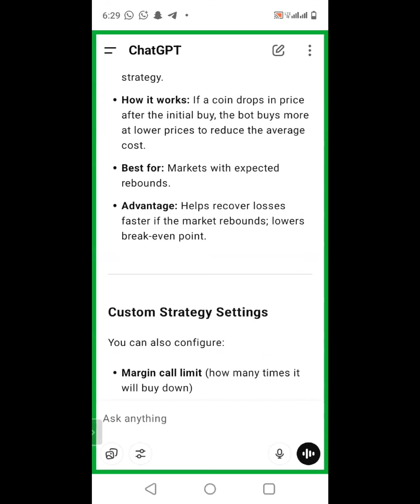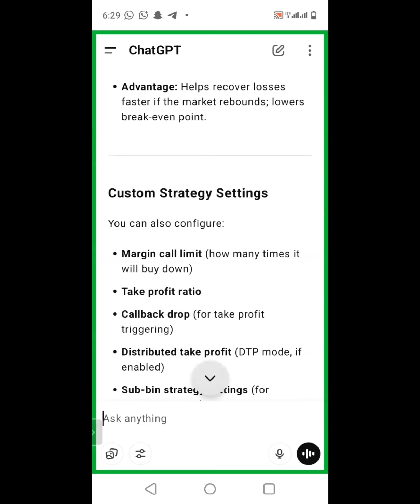Now, custom strategy settings. So we have the margin cost, and we all know what margin cost is. That means how many times it will buy when the market is dropping down. So that is called margin cost.